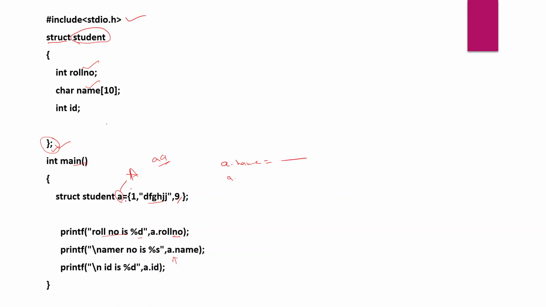You can also provide input. Suppose you want to take the roll number, then there is a printf statement: printf enter the roll number of student, then by scanf you can take input, percentage d, ampersand a dot name. Understand? If you type this, okay, let's first open the code block.